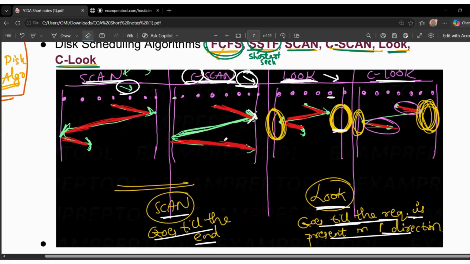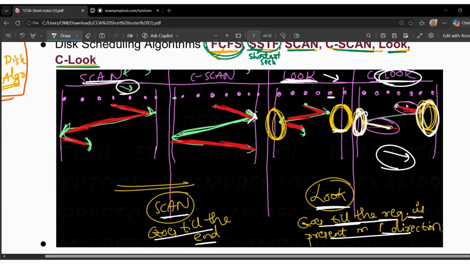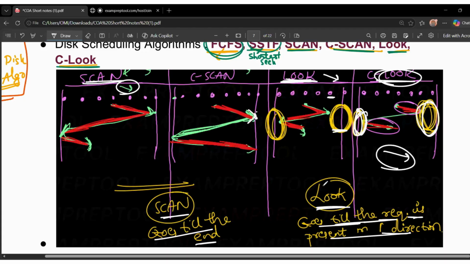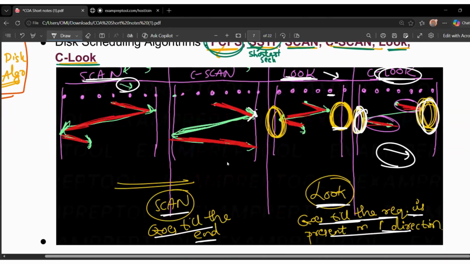Now what is the optimized version of C scan? C look, right? So see this red color, if this is your direction, it won't go till the end because it is look. Look won't go till the end. And see here, it proceeds only in this direction. See this red color. It proceeds only in this direction. Clear this point? Yes or no? So these are the four types, right?